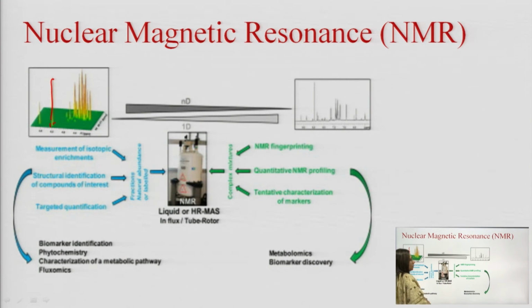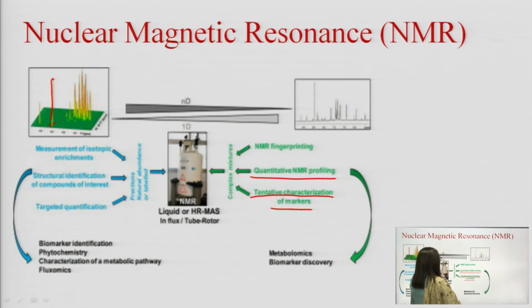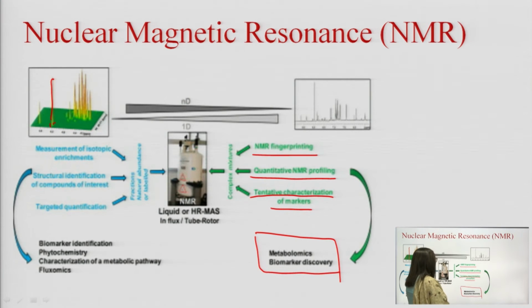The major applications of nuclear magnetic resonance are in the characterization of markers, quantitative NMR profiling, and NMR fingerprinting. All these lead to the study of metabolomics and biomarker discovery. So, NMR plays a very important role in metabolomics, the study of metabolism, and biomarker discovery.